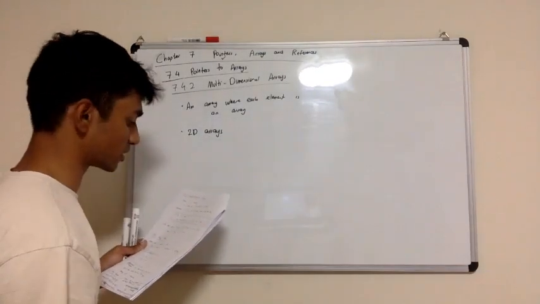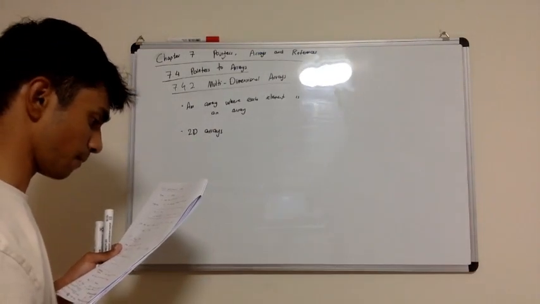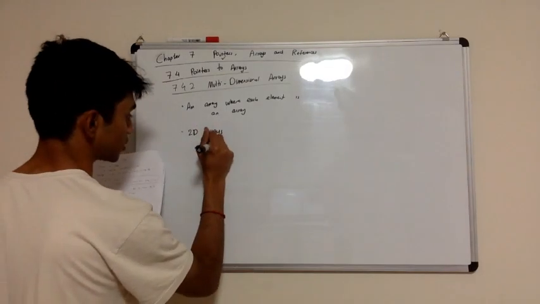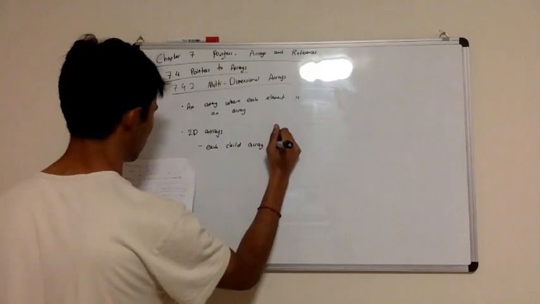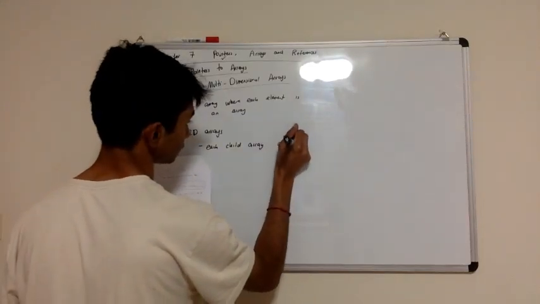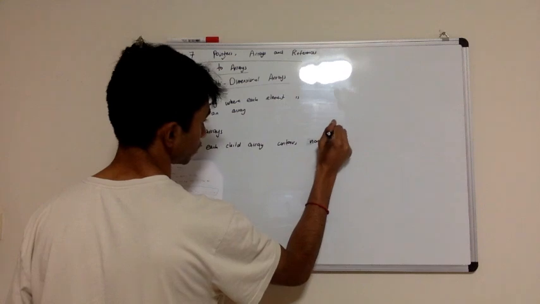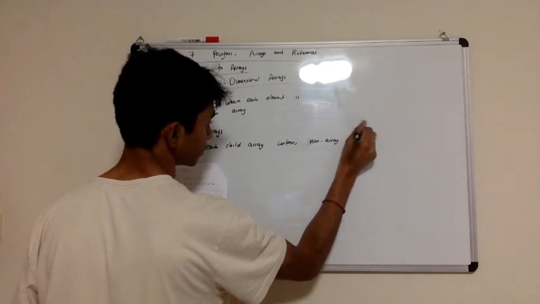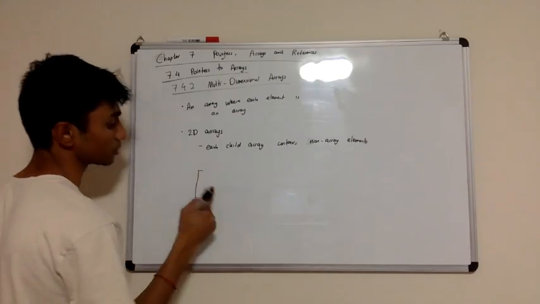2D arrays are the ones that we're going to be discussing because that's generally what we talk about. So this means that each, I'll say, I use the term child array, I don't know if that's proper, but each child array contains non-array elements. So very classic, very simple example.